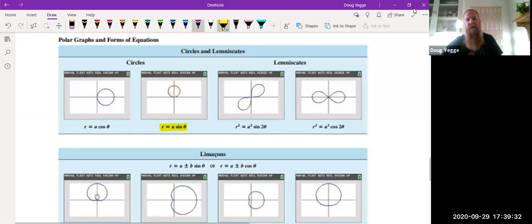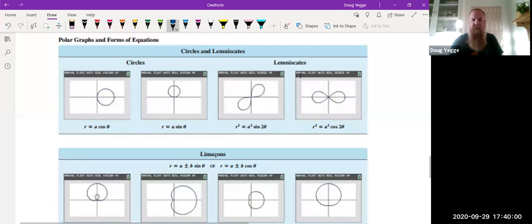But if it happened to be negative 3 sine theta, the only thing that would change is that it would be the circle down below, still symmetric to the y-axis. But now if we had a cosine theta, we should still see that that would be a circle, except now it would be reflective to the x-axis, while if it had a negative value, it would be a circle on the other side.